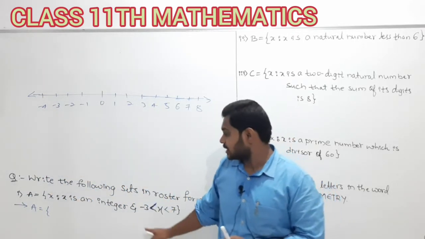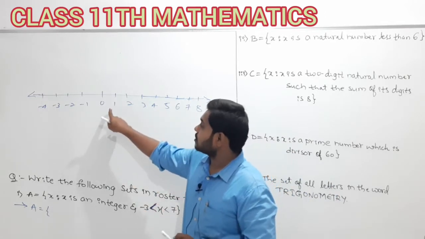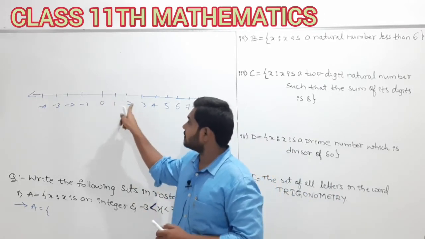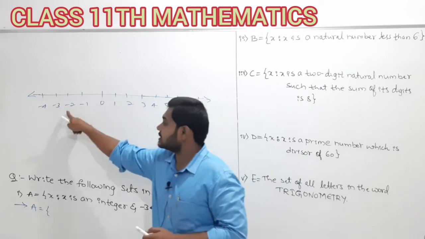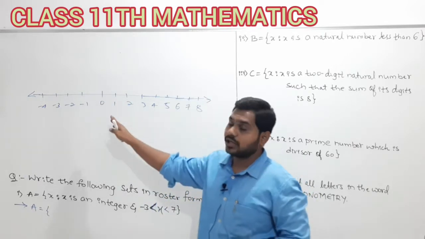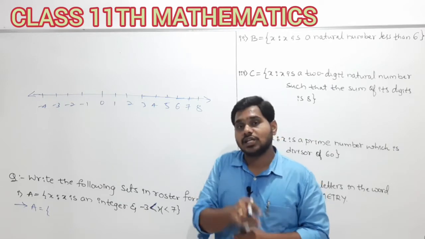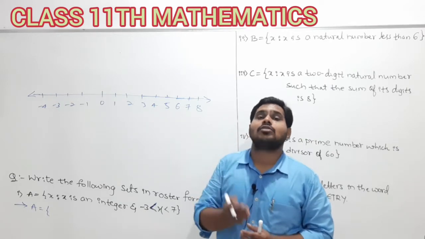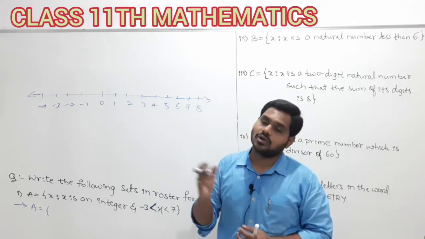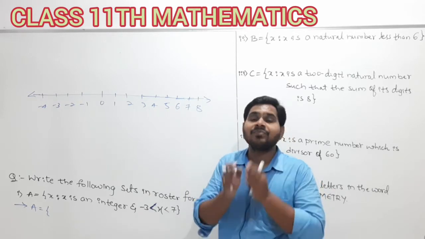So what are integers, my dear students? In this case, it is plus 1, -1, plus 2, -2, plus 3, -3, and 0 as well, including 0. These all we can call the integers. What are integers? 0, plus or minus 1, plus or minus 2, plus or minus 3, and so on.